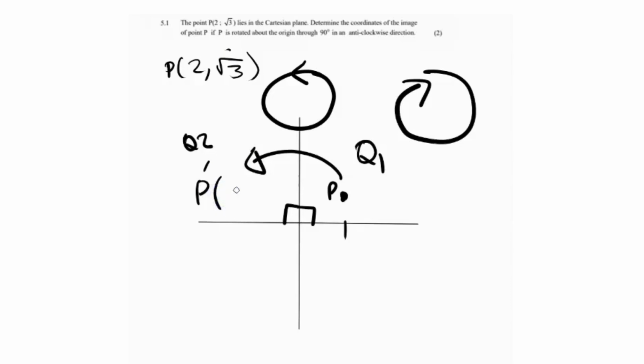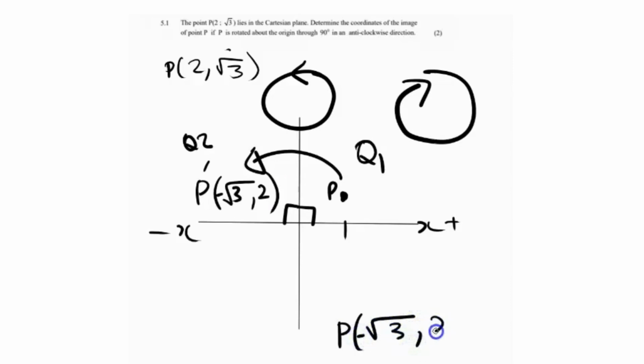Here it will become negative x, because x is positive on the x-axis and negative here, and 2, which was our x-intercept, will now become our y-intercept. So now the new coordinates of P are these ones. So this is how we do it. Easy one, this one. Let's move to the next question.